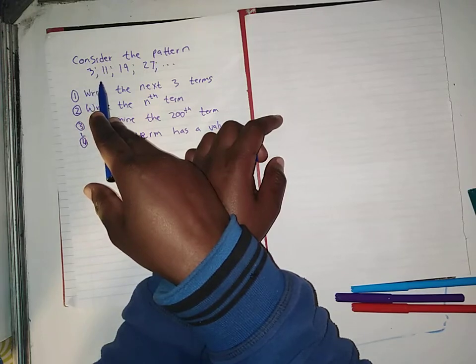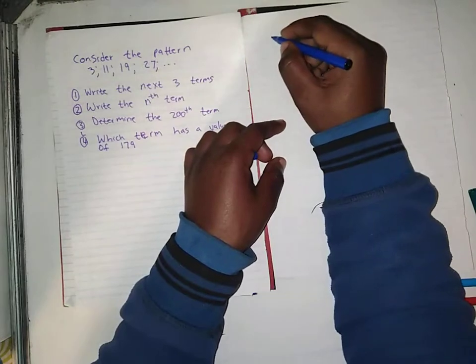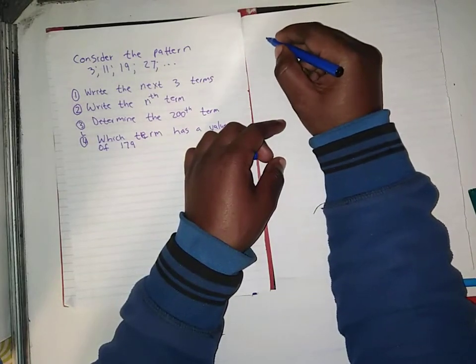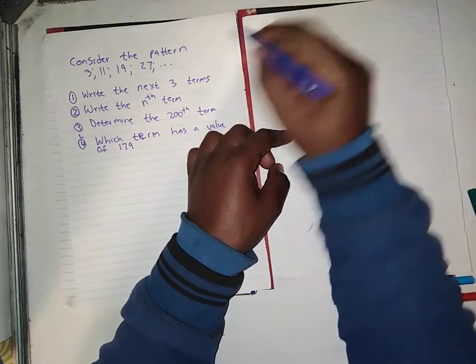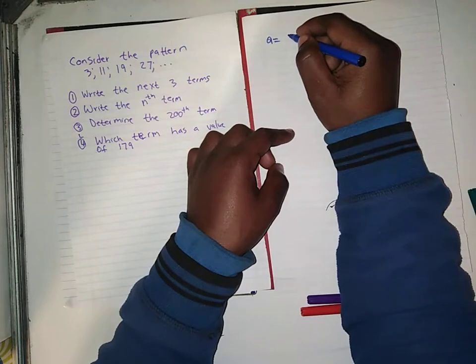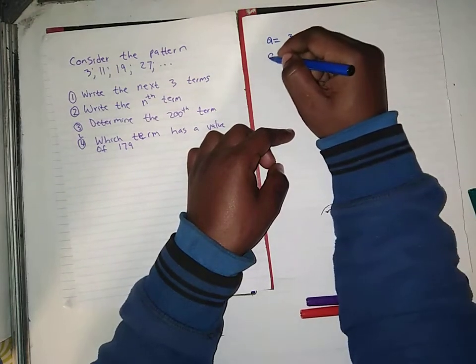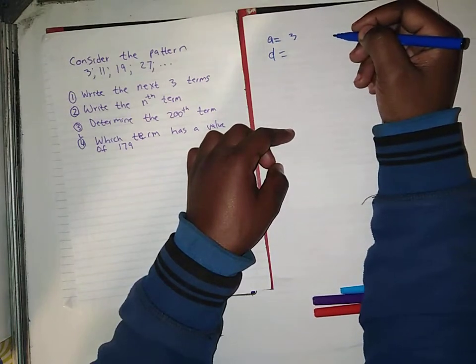If to get from 3 to 11, what do we do? So let's just do this. Okay, let's start with a first term. Let's say our a, we know that our a is a first term, is equal to 3. Okay, and then our d, let's pick any two terms. Our d is what?